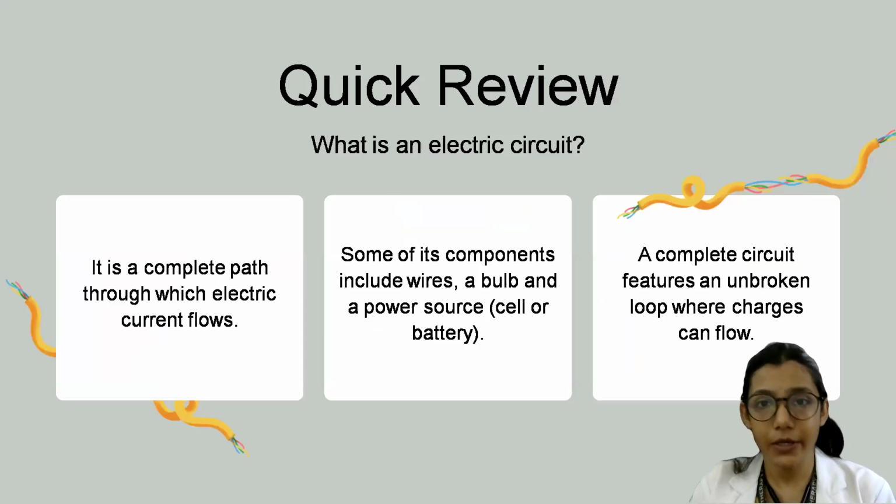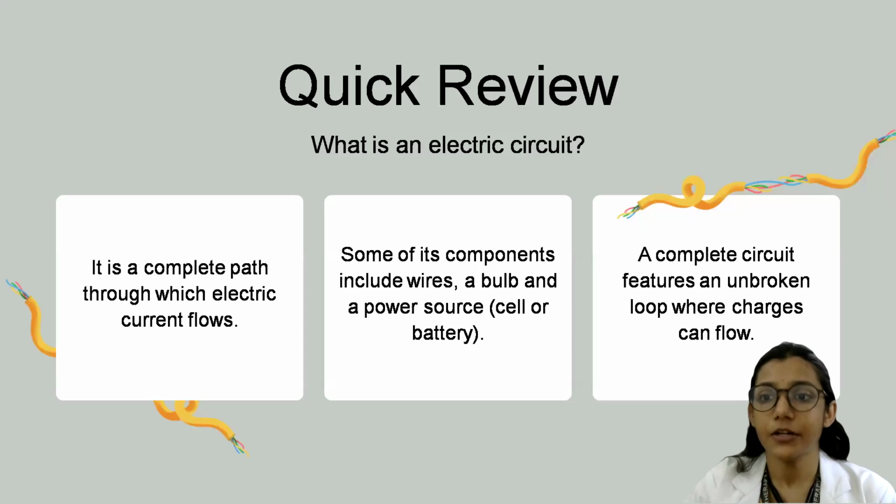So we will have a quick review. What is an electric circuit? An electric circuit is a complete path through which the electric current flows in a unidirectional way. Some of its components include a wire, a bulb, and a power source. The power source can be a cell or a battery. And a complete circuit features an unbroken loop where charges can flow in the conductors.